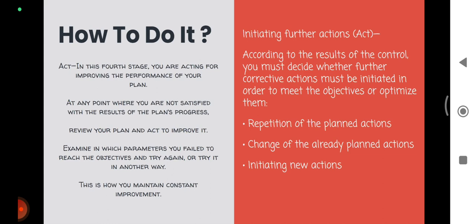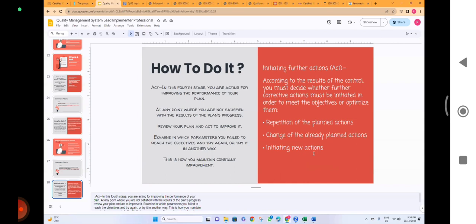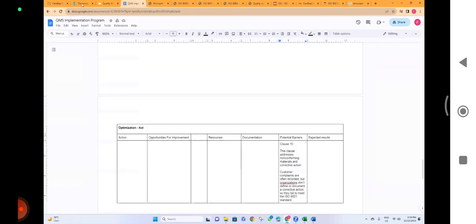So you can either repeat the planned actions. Sometimes you're going to realize that the quality management system is not performing very well because you just did not implement what was required, so you have to repeat the planned actions. Or sometimes you can change the already planned actions so that you can initiate new actions. So this is what you do. Here you come over and see which actions you have to take.